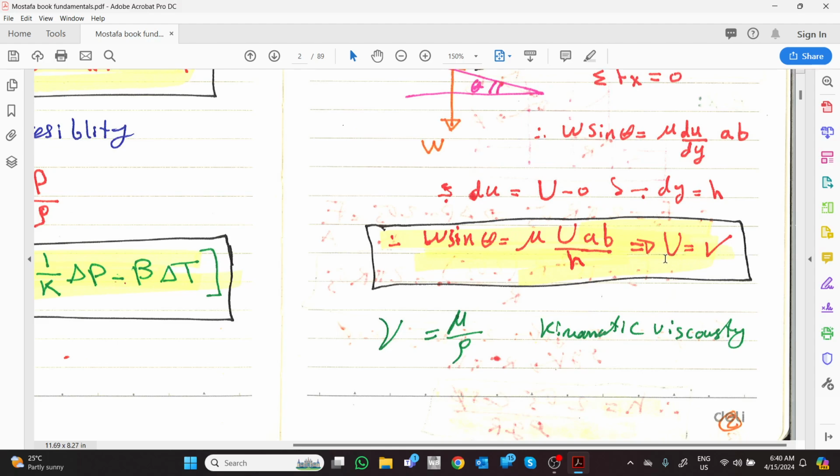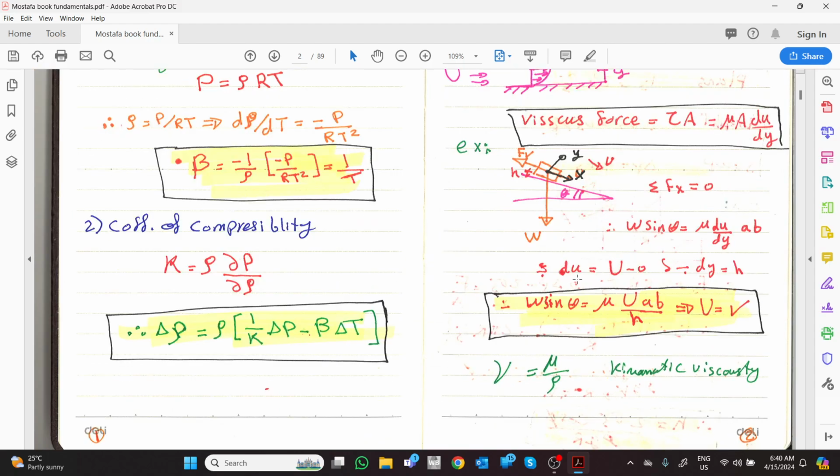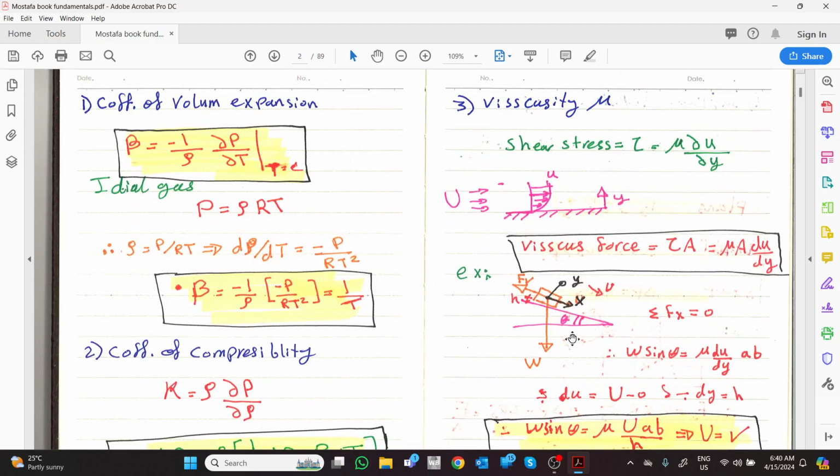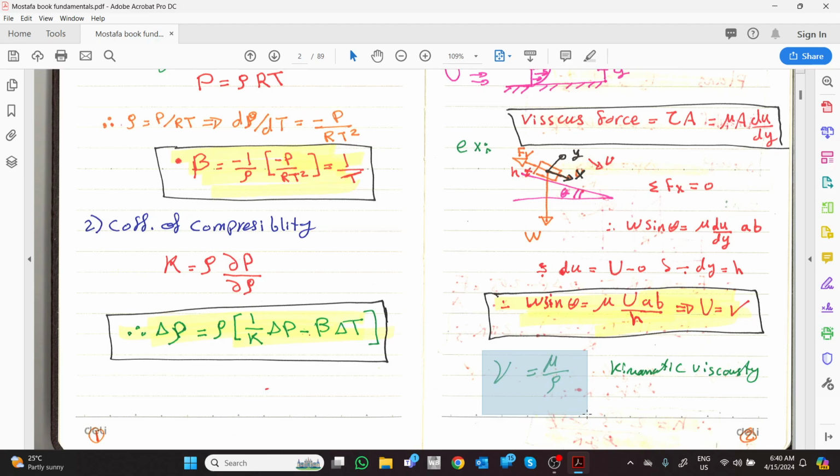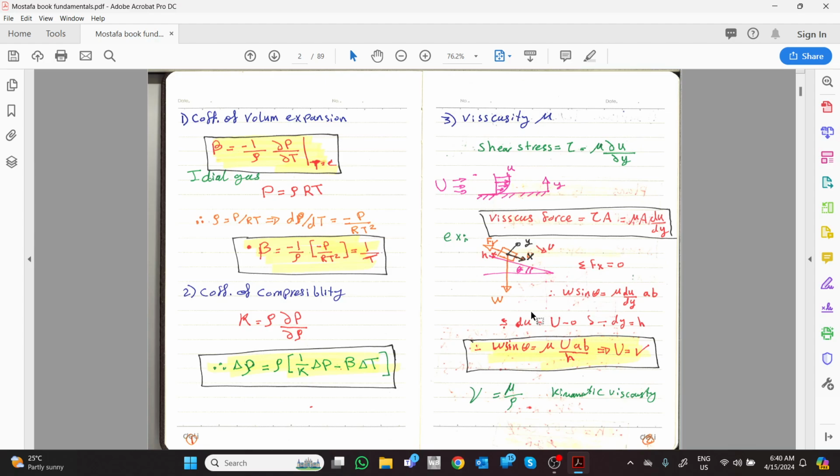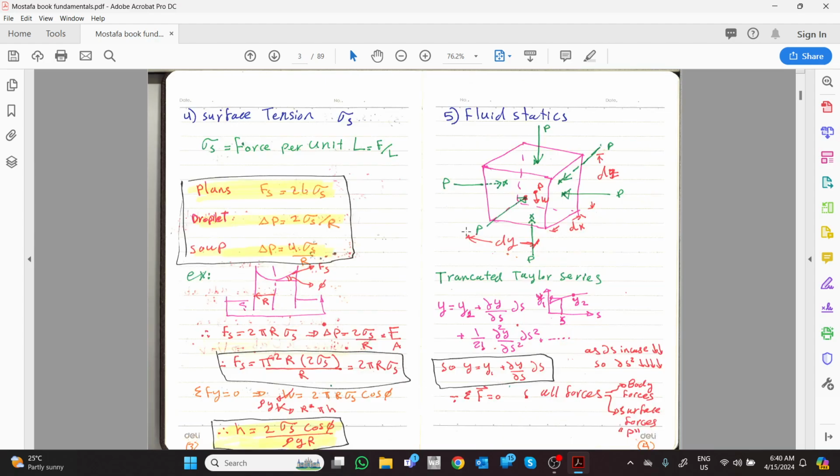Here is just simple mathematics you need to know. There is something named kinematic viscosity. It is mu divided by rho. We're going to use it later on, in the dimensionless analysis.